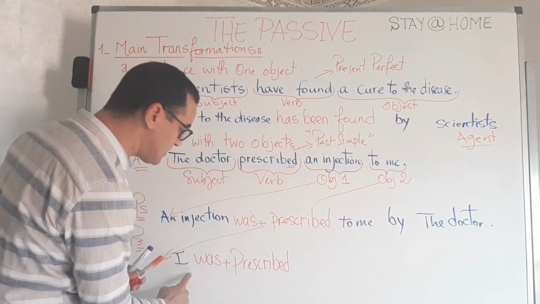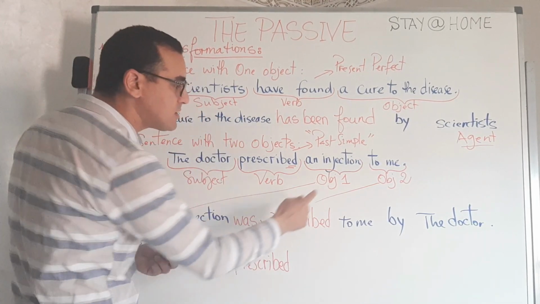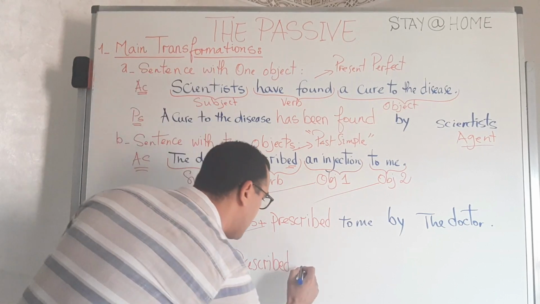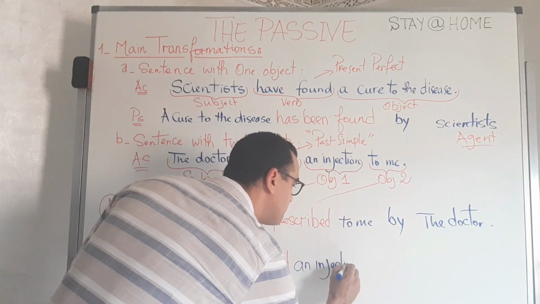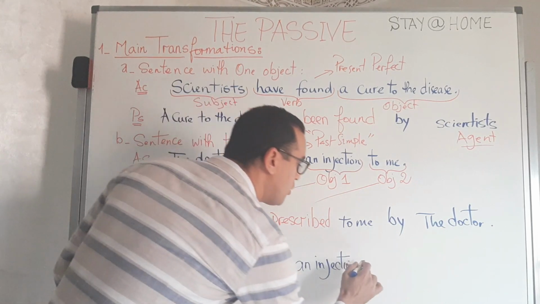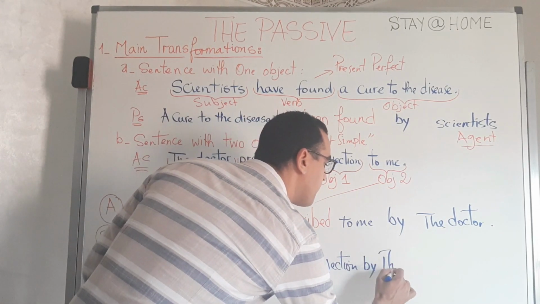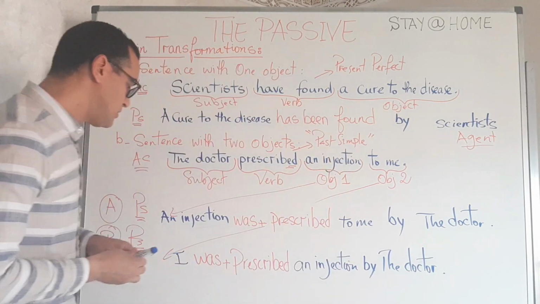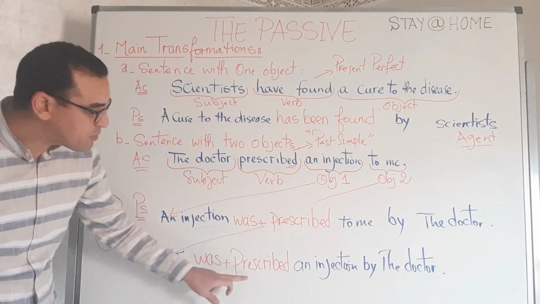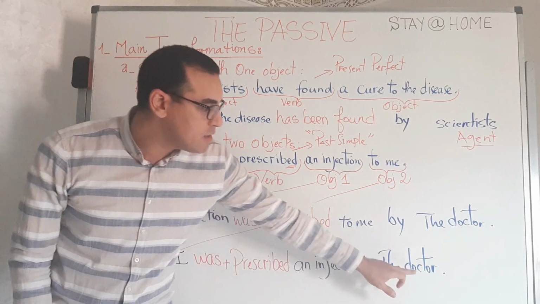I was prescribed what? I was given what? An injection. Very good. So we have an injection. By whom? By the doctor. So as you can see, I was prescribed an injection by the doctor.